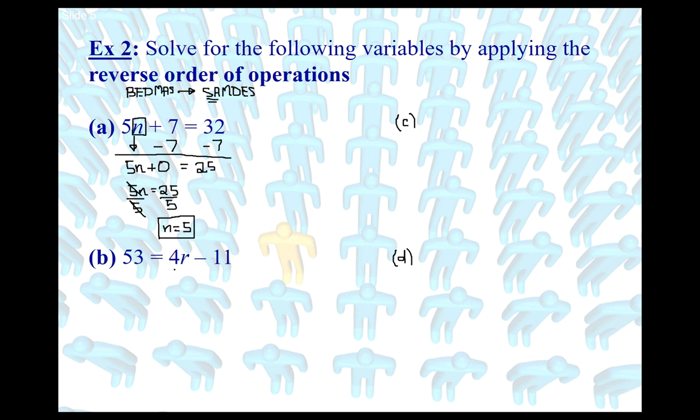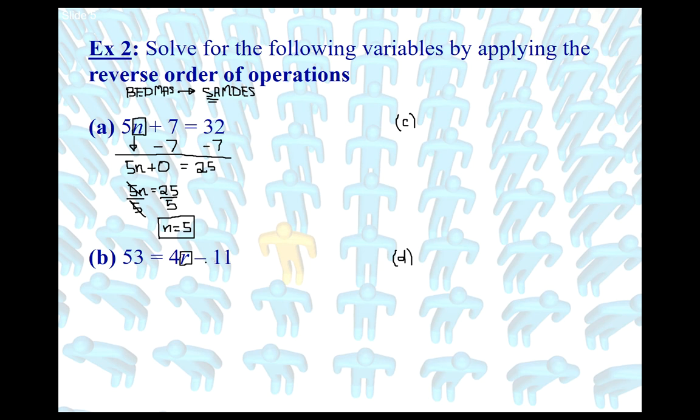Okay, B: 53 equals 4r minus 11. Like I said, the guess and test method is starting to become really difficult to use at this stage. This is where we want to rely on the isolation method. So we have 53 is 4r minus 11. I want to get the r by itself. Why isn't the r isolated right now? Because it's being multiplied by 4 and there's a subtraction of 11.